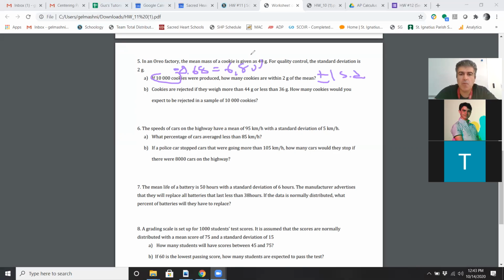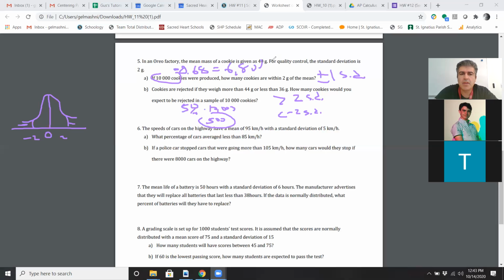And if cookies are rejected, they weigh more than 44 grams or less. So that's basically outside of 2 standard deviations. So if you're greater than 2 standard deviations or less than negative 2 standard deviations, that's going to be 5% of the cookies that are in those. So that's negative 2 standard deviations, 2 standard deviations. There's the middle. So you're going to be at those 2 tails. So that's 5%. 5% of 10,000 cookies will be 500 cookies, I think. Yeah, so 500 cookies get rejected.